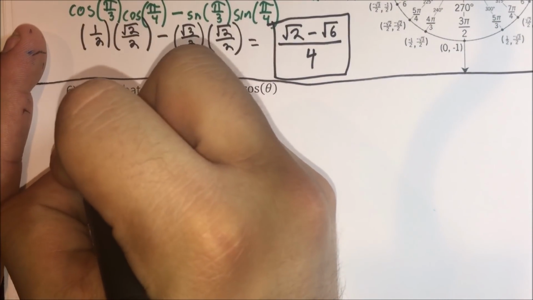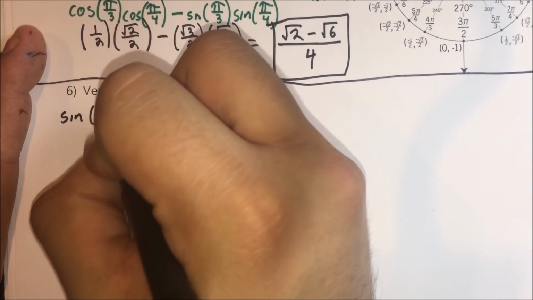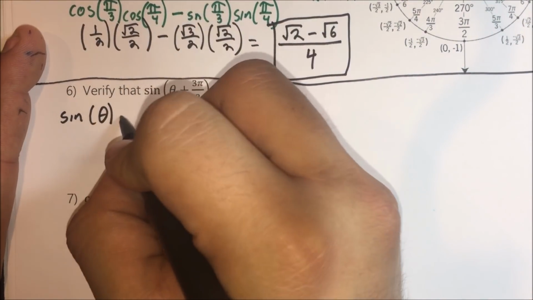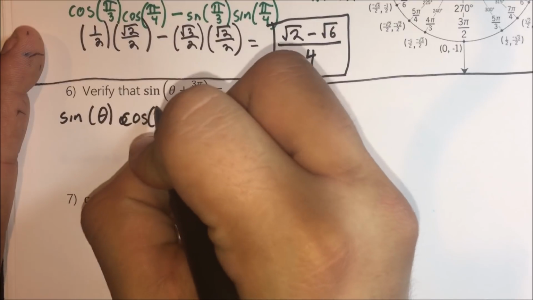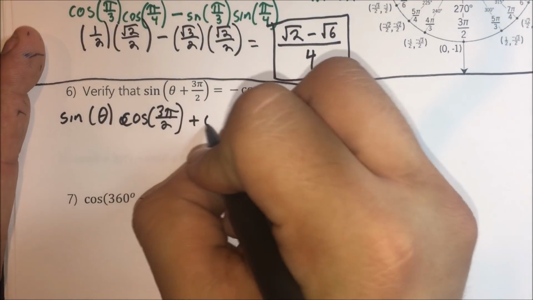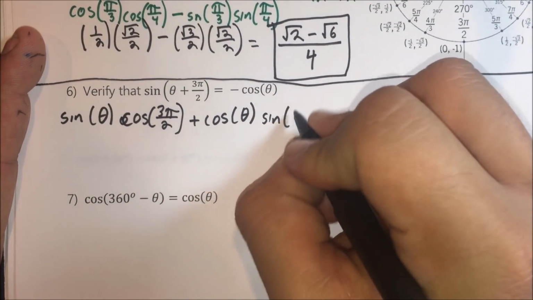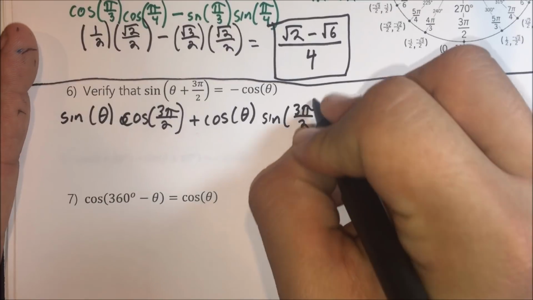So we're going to say sine, let's break it down. So that's going to be sine of theta times cosine of 3 pi over 2 plus cosine of theta times sine of 3 pi over 2.